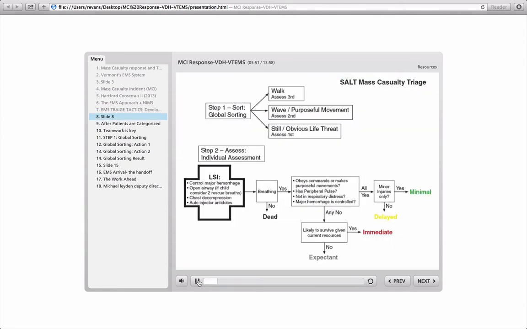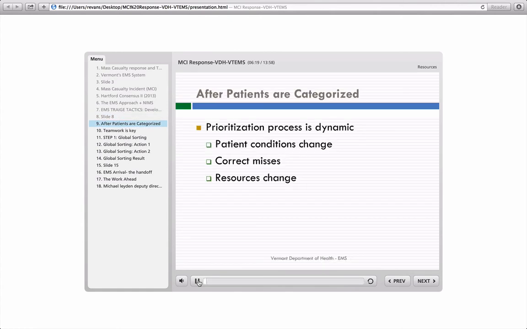This slide depicts the overall SALT triage algorithm. We're going to break it down into a few different steps, but note that the two big areas of focus are global sorting and individual assessment. In the cross-shaped box are listed life-saving interventions. These are the particular skills and procedures that may be time-sensitive and therefore have been integrated directly into the assessment protocol.